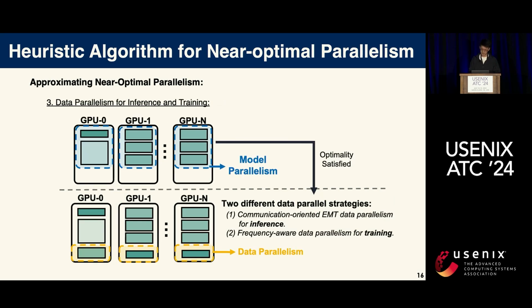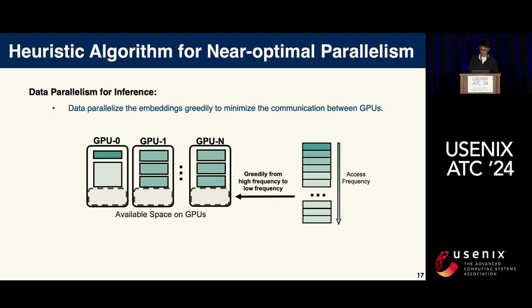And after the model parallelism, we then perform data parallelism to fully utilize available GPU memories. We use different data parallel strategies for training and inference as they have a different communication pattern. So for inference, we simply data parallel the embeddings greedily to minimize the communication between GPUs, since duplicating embeddings will not lead to additional communication in inference.